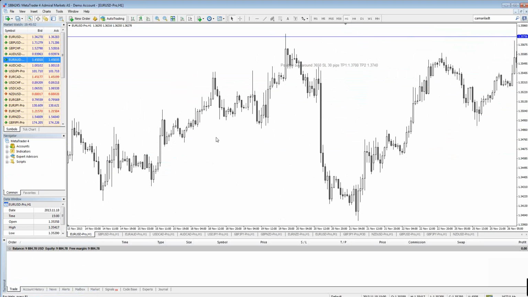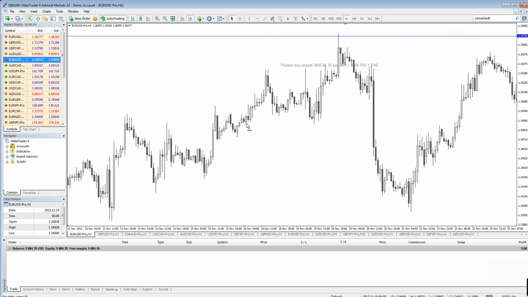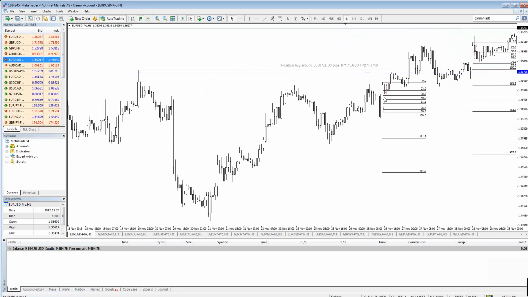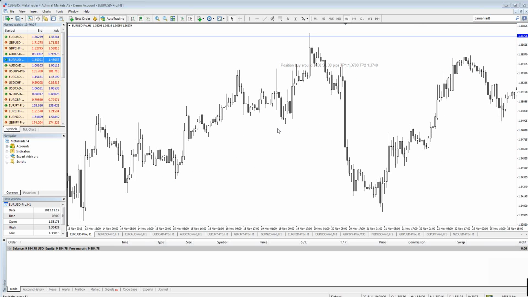Let's find another good example. I particularly want to see this kind of candlesticks with very low wicks. I don't like to see wicks.